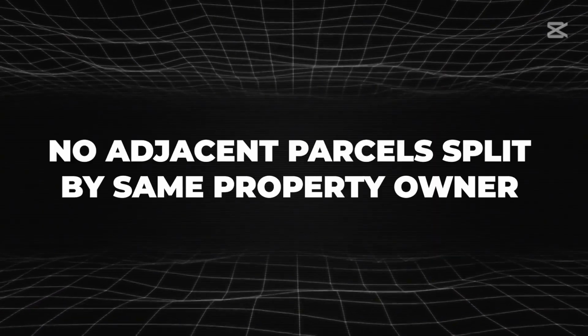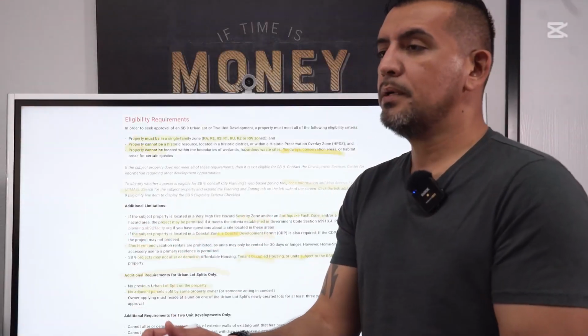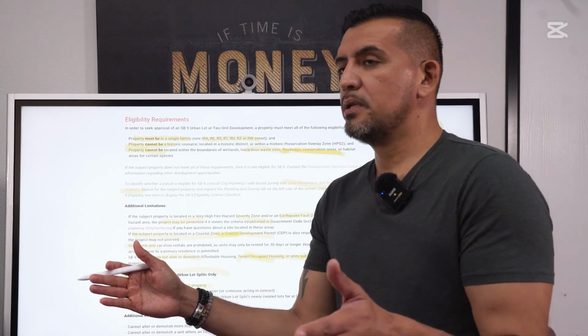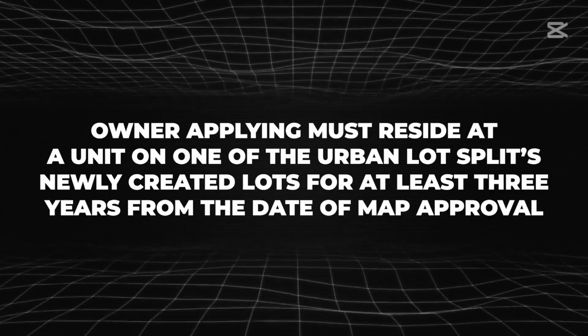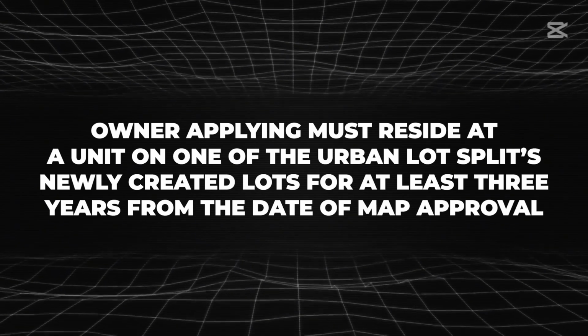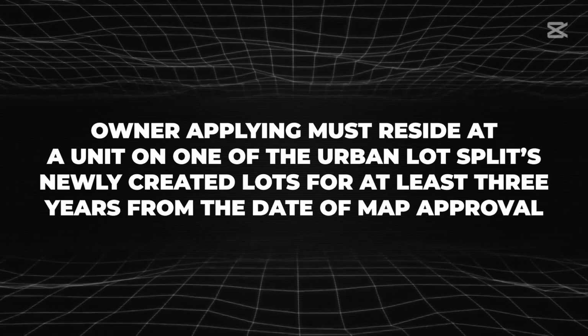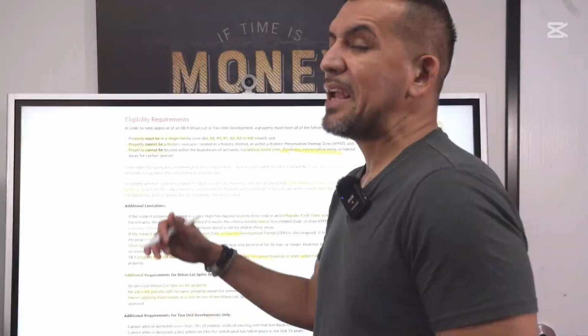No adjacent parcels split by the same property owner. If you buy one, you split it, the time frame that they allow you to keep it and sell it, and then you want to split another one down the street, they won't allow you to do that. The owner applying must be a resident in one of the units of the urban lot split newly created lots for at least 3 years from the date of the map approval. So you've got to live in one of the properties for at least 3 years.